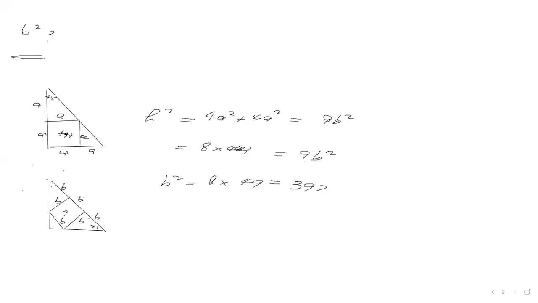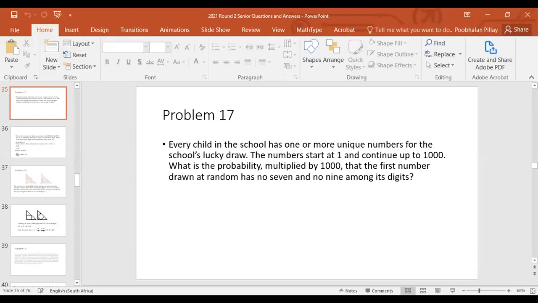Okay, let's get on to problem 17 since we are working backwards. I'm going to go back to my old screen. All right, so problem 17 says every child in the school has one or more unique numbers for the school's lucky draw. The numbers start at 1 and continue up to 1,000. So there are 1,000 numbers altogether. What is the probability that the first number drawn at random has no 7s and no 9s amongst its digits?